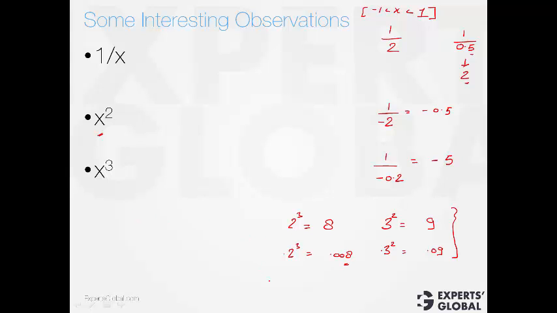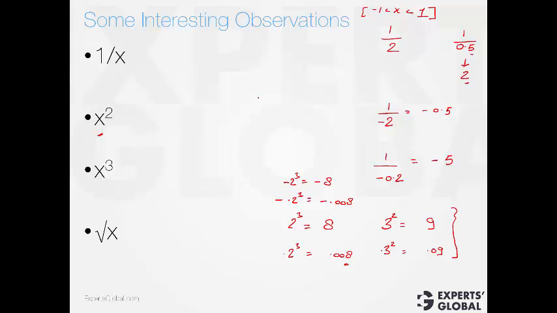Similarly, if it is a negative number, -2 cube would be a big negative number. However, minus 0.2 cube would be this time a smaller negative number, -0.008.